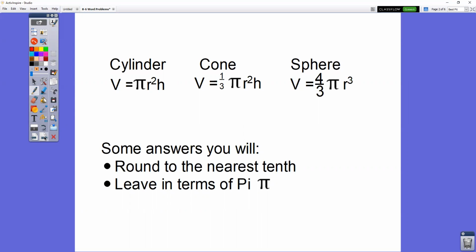You still have to pay attention whether you are rounding your answer to the nearest tenth. When you round your answer to the nearest tenth, you include pi in your calculation. And when you leave your answer in terms of pi, you don't include pi in your calculation. You just stick it at the end of your answer. You also have to pay attention whether you are given the radius or given the diameter. If you're given the diameter, you have to divide it by 2 to give you your radius.